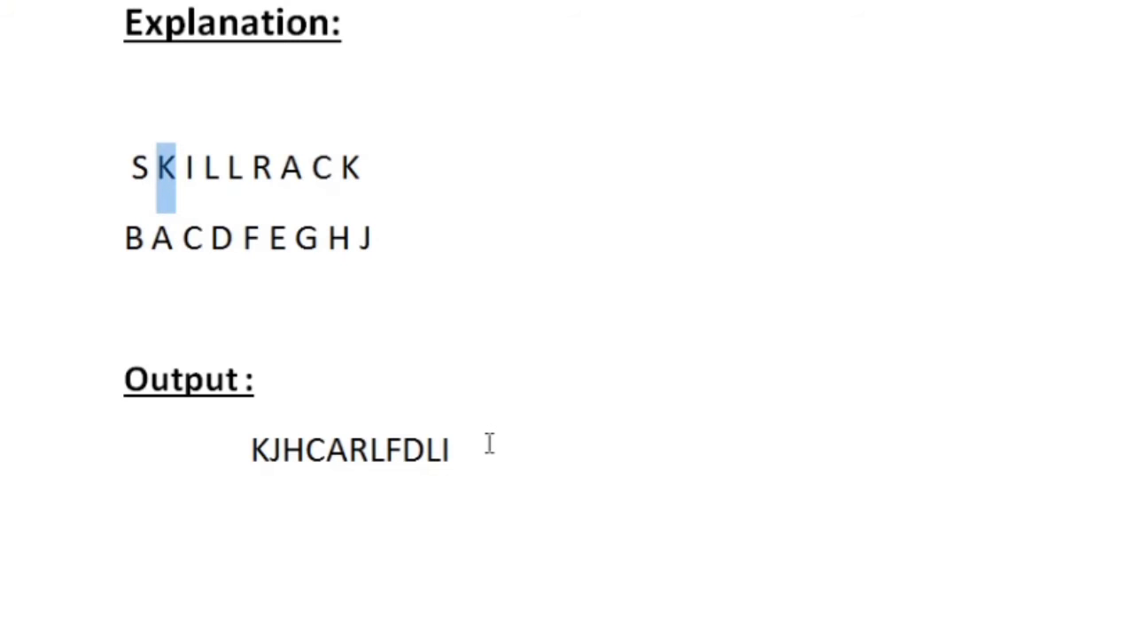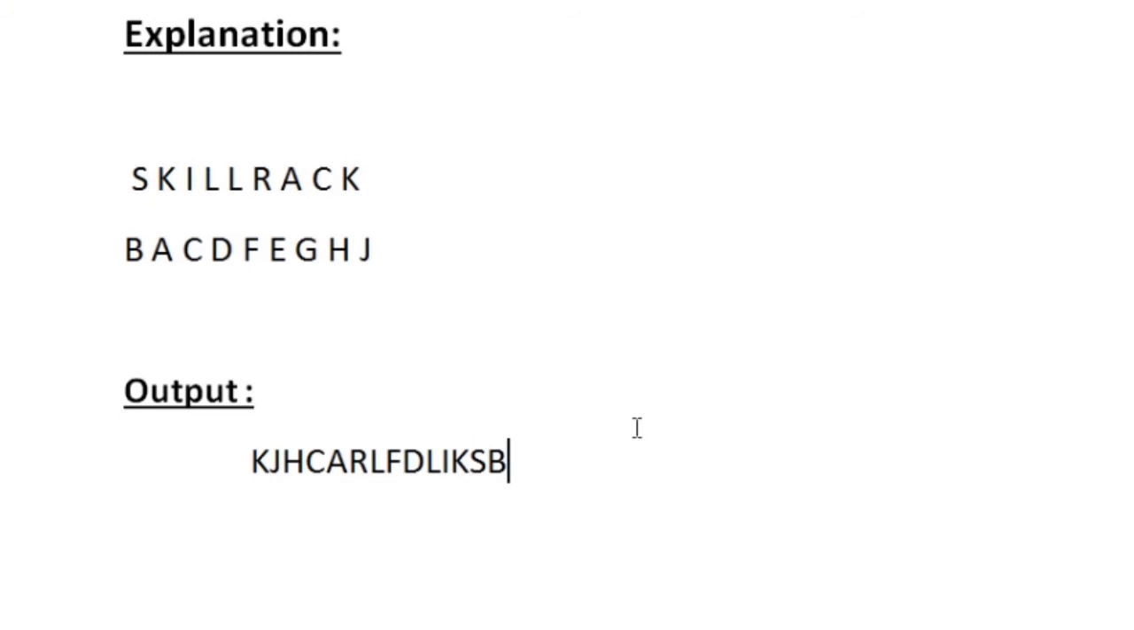So we have to print K and then move leftwards. Finally S and B. Both are consonants. So we are printing SB. So this is how the output is obtained. Now let us see how to implement a logic for this.